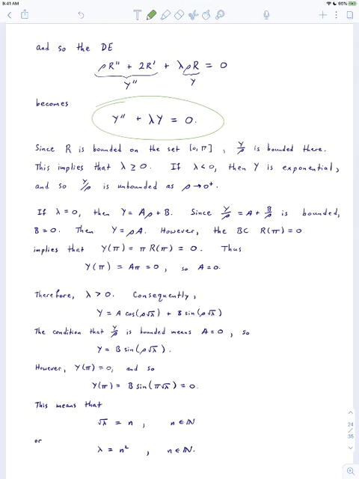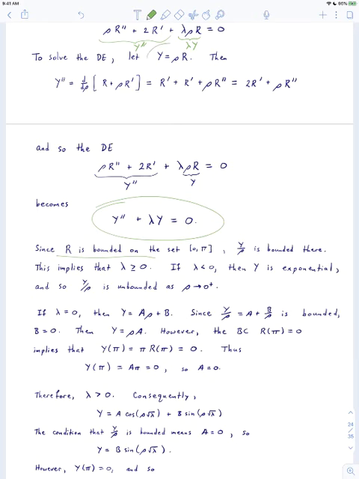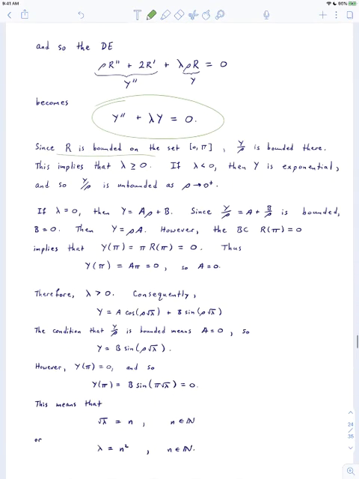So R is a bounded function, and y, don't forget, y is rho times R. So that means that R is equal to y over rho. So since R is bounded on the set from 0 to pi, that means y over rho is bounded.